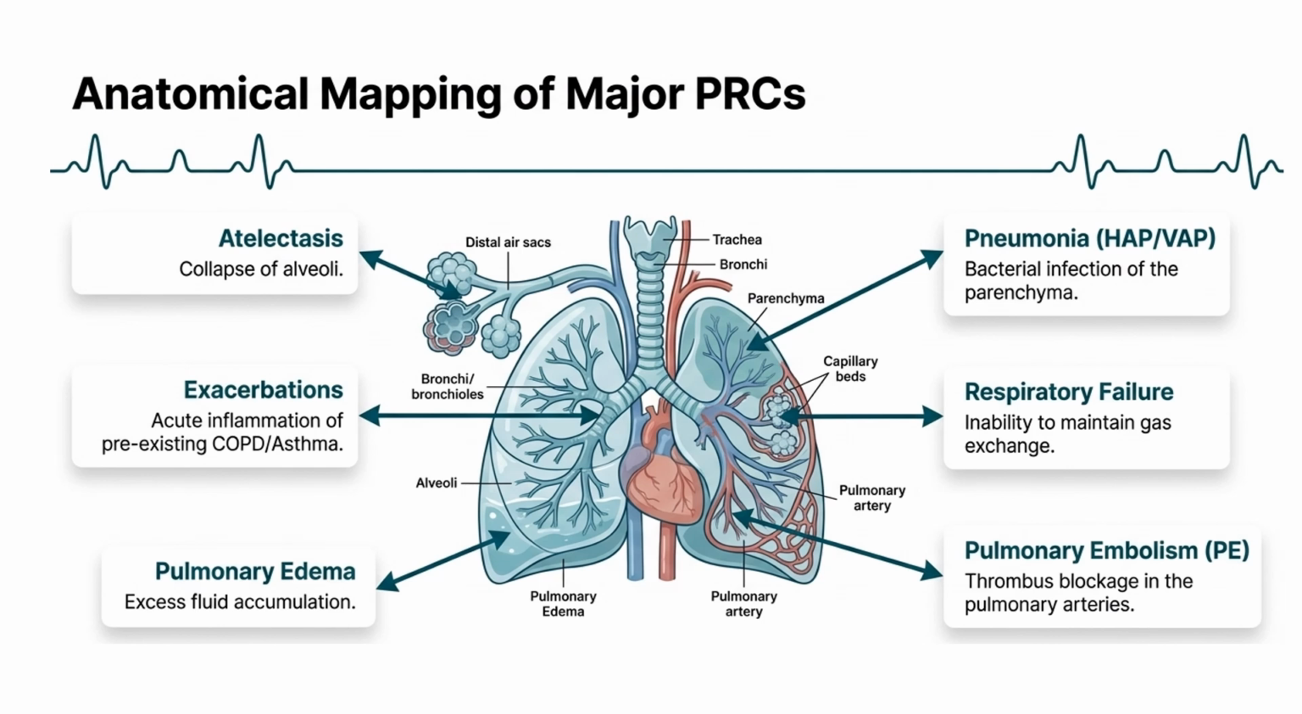Atelectasis, so collapse of alveoli, exacerbation of previous illness like COPD or asthma, sometimes pulmonary edema, pneumonia, hospital-acquired pneumonia or ventilator-associated pneumonia, respiratory failure, and pulmonary embolism. These are the common post-operative complications that can occur during the ward stay or ICU stay.